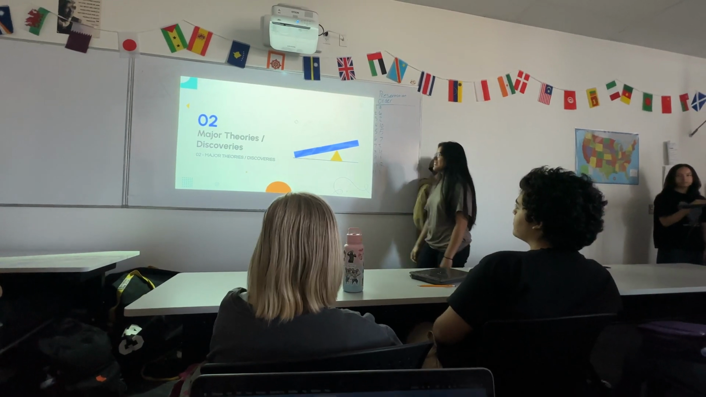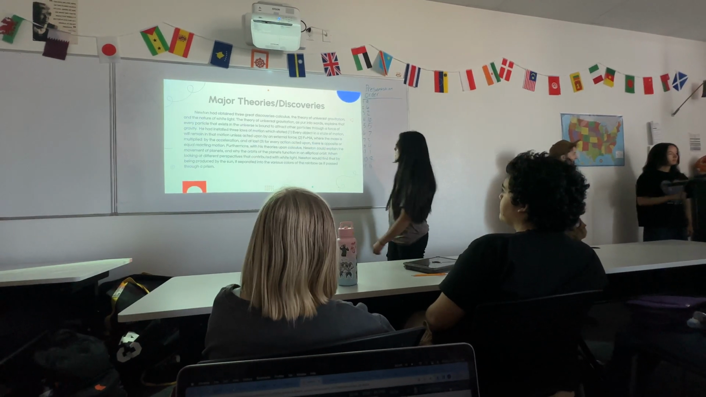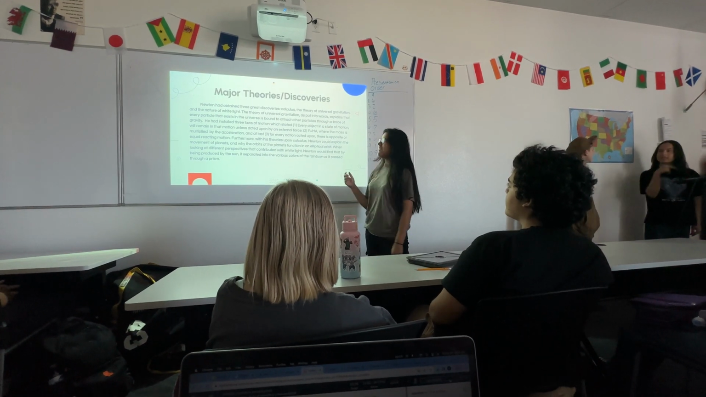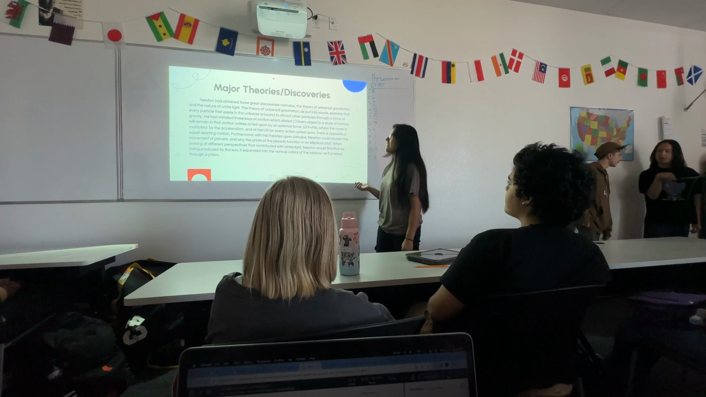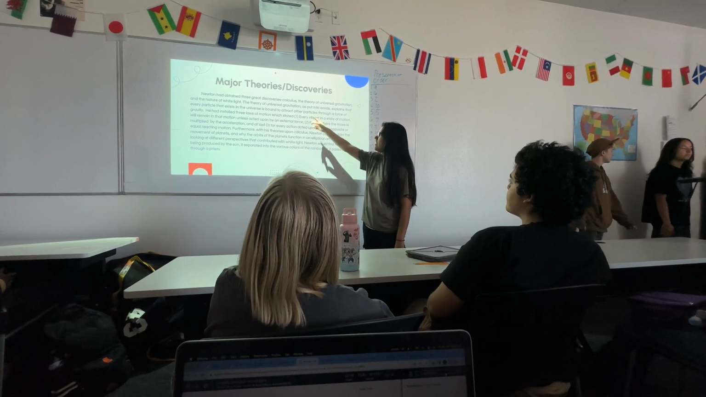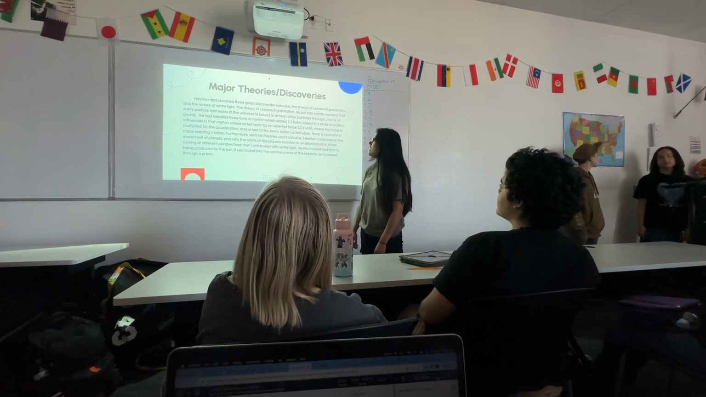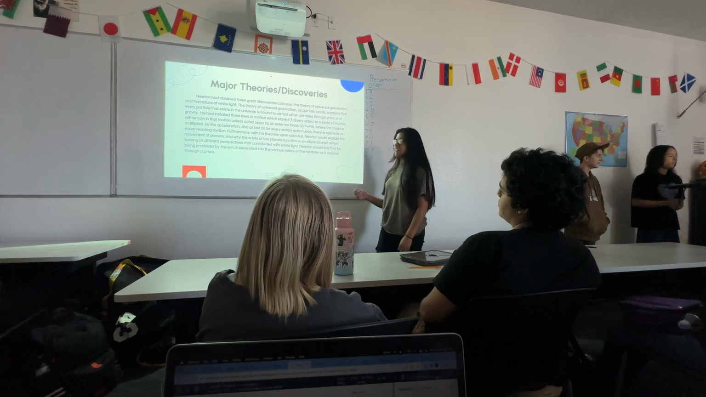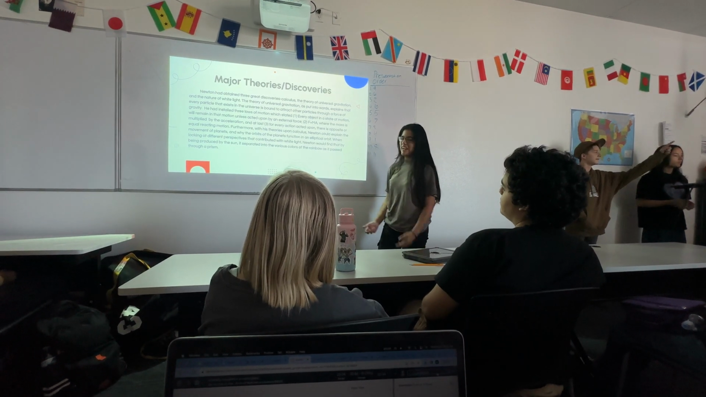Alright, major theories and discoveries. Okay, so he made three main great discoveries, which were calculus, the theory of universal gravitation, and the nature of white light. Looking at universal gravitation, it explains that every particle that exists in the universe attracts other particles through a force of attraction.